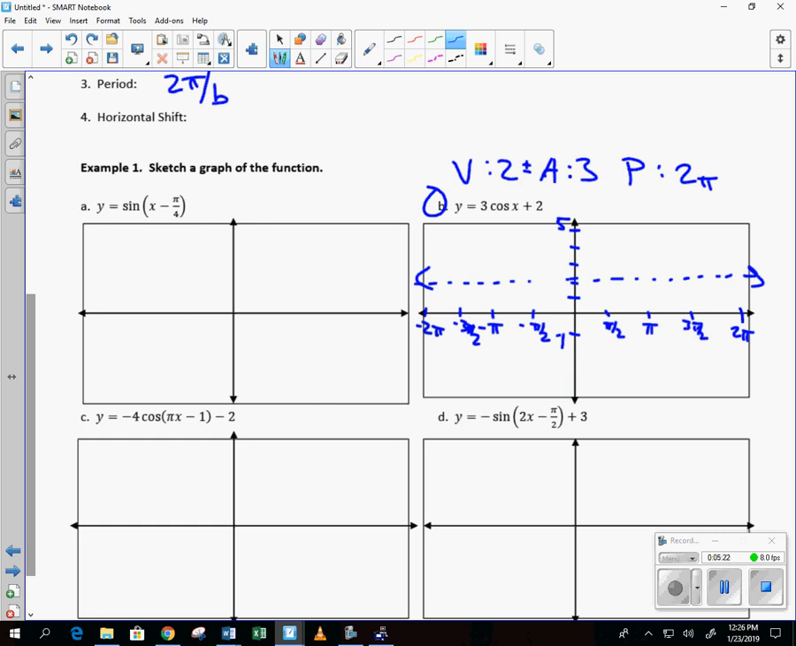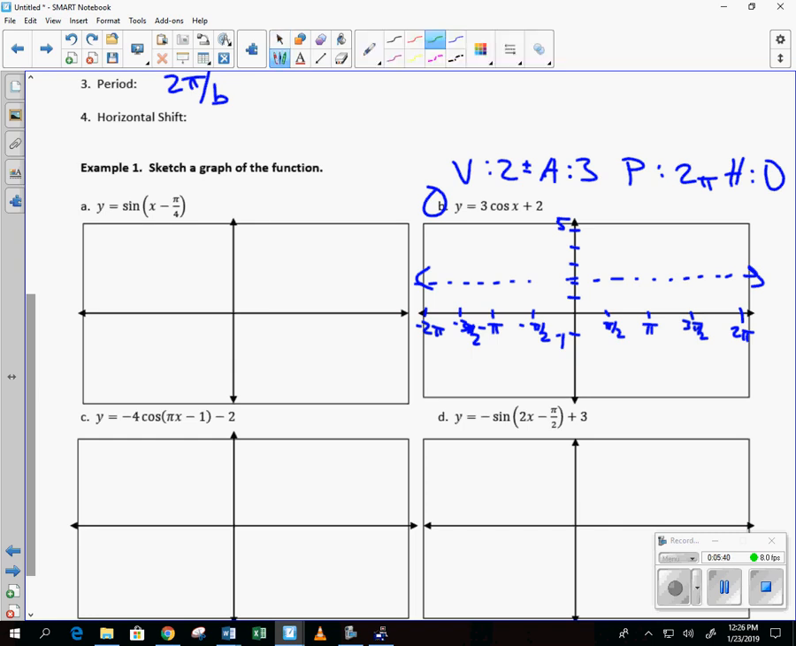And finally, we go to our horizontal shift. There's nothing inside parentheses here, so there is no horizontal shift. Horizontal shift is the most complicated part, and we'll look at that in our next example. So it's a cosine graph.